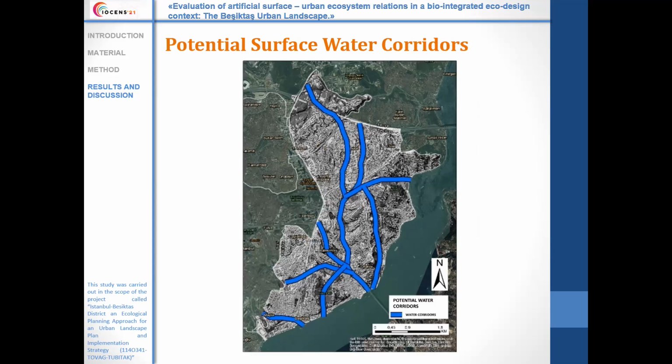To develop water surfaces with high ecological value, which are an indispensable part of the ecosystem, potential surface water corridors were determined in the research area based on the relationship between topography and ecological sensitivity. These corridors should be the priority areas that can constitute the main application area while developing strategies for the development of surface waters for the research area.